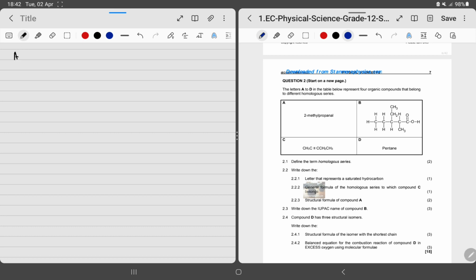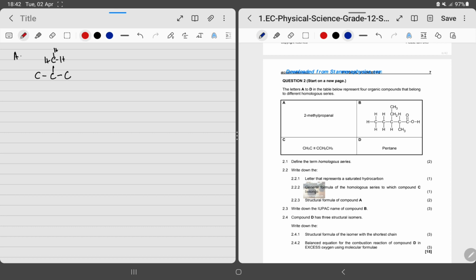Let's start with A. We have 2-methyl propanal. The al at the end means that it belongs to aldehydes, and then the parent chain has a prop prefix, so that means the parent chain has 3 carbon atoms. And then on carbon number 2, I have a methyl group. So that's a methyl group on carbon number 2.